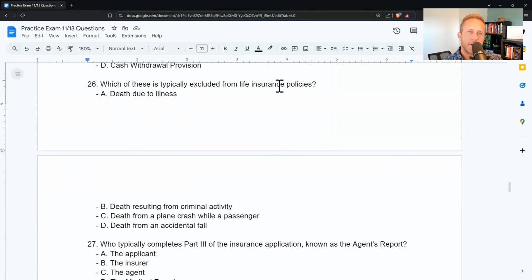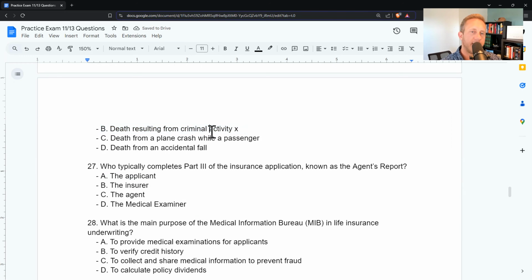Okay, which of these is typically excluded from life insurance policies? Death due to illness, death resulting from criminal activity, death from a plane crash while a passenger, death from an accidental fall. Typically, it's death resulting from criminal activity. You can't go do bad things and die and then have the company pay the claim.